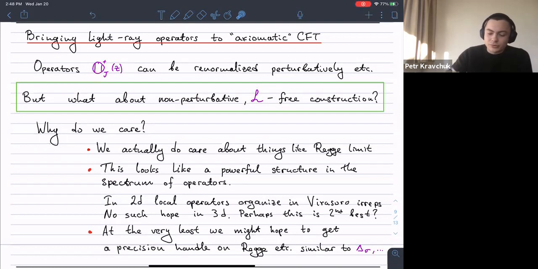However, an important question is how non-perturbative are these operators? In other words, what can we say about, let's say, a Regge limit non-perturbatively? And there are several reasons to care about this question. For example, first of all, we actually do care about things like Regge limit and other observables that I'll mention in a minute. And we would like to understand them for general CFTs such as Ising CFT. Now, Ising CFT is this Wilson-Fisher theory at epsilon equals 1, but this is, of course, not a perturbative situation. And so we would like to have.